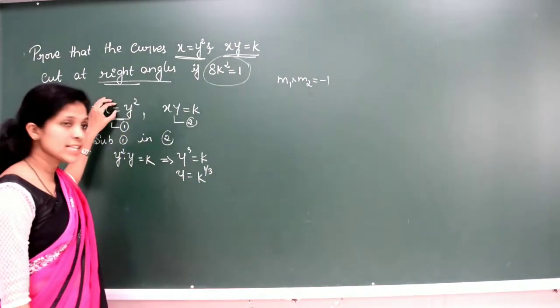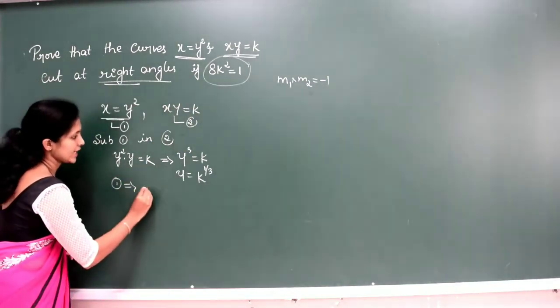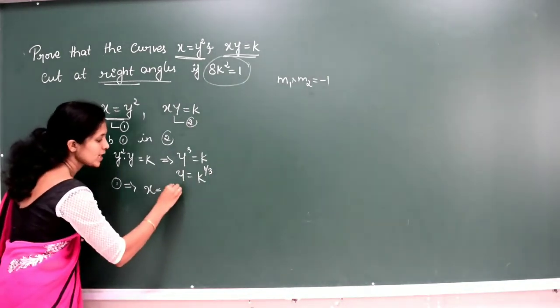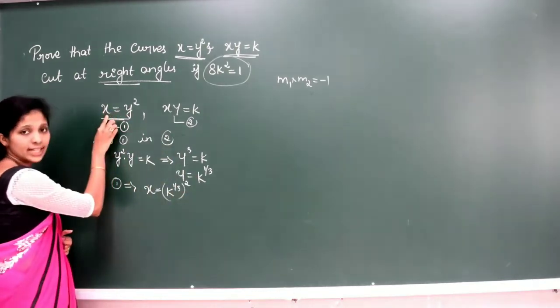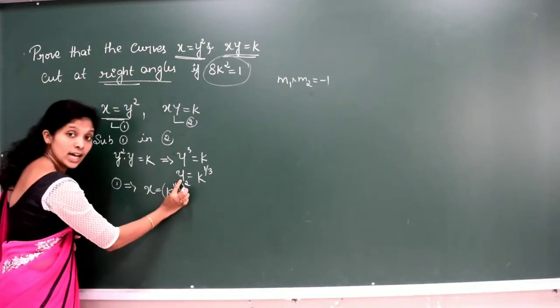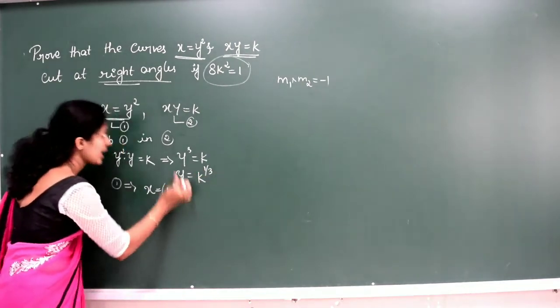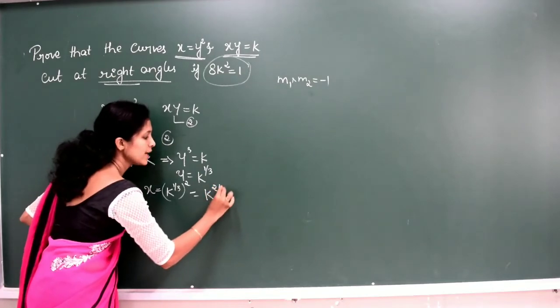Now we will write x in the form of k. Now from 1, x is equal to y square, and y is now k to the power 1 by 3, so we will substitute k to the power 1 by 3 whole square. Is it clear? It is given that x is equal to y square and we got y as k to the power 1 by 3. So this is equal to k to the power 2 by 3.